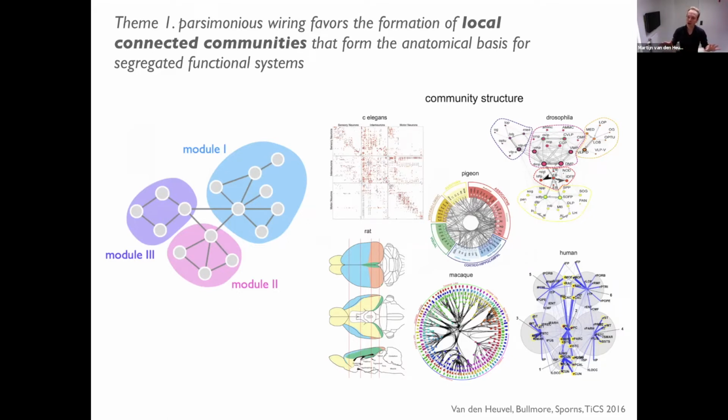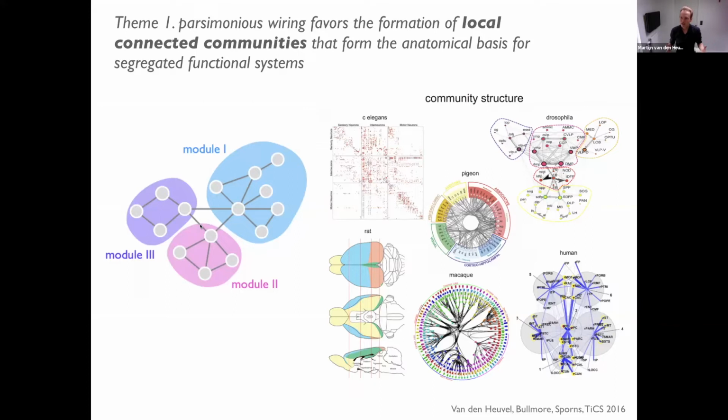First, all of these networks, again, all the way from simple worm brains to human brains, tend to have a strong, what we call modular organization. They have a strong tendency to be organized into local subnetworks that are densely connected within, but relatively loosely connected to the other modules. And a strong underlying drive for this is that there is a drive towards parsimonious wiring in nervous systems.